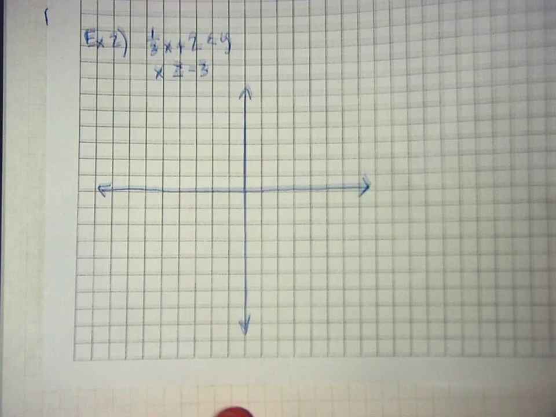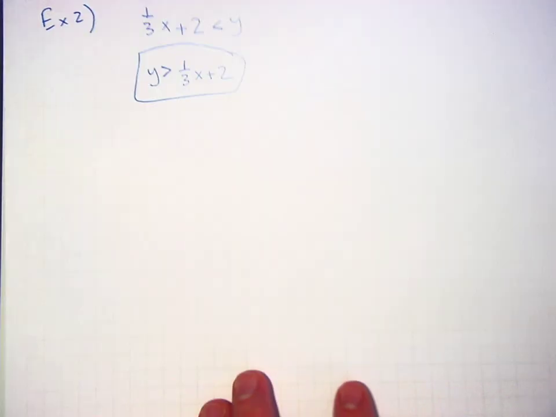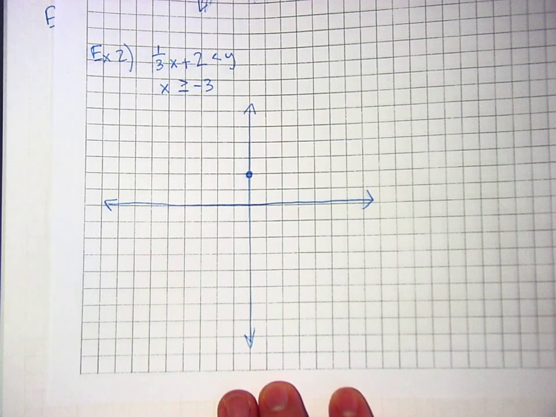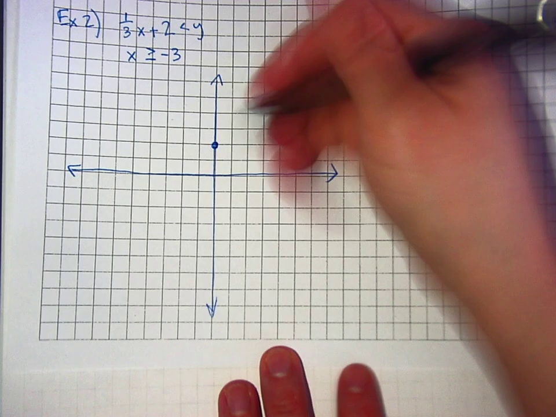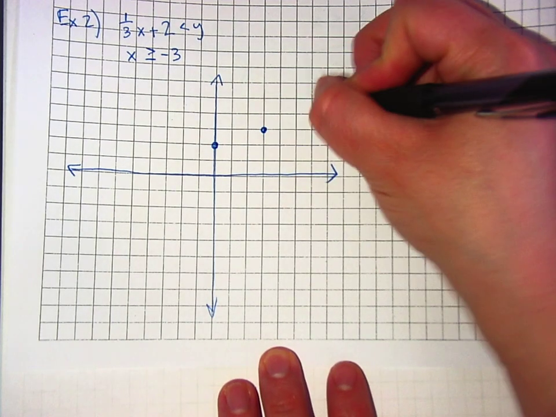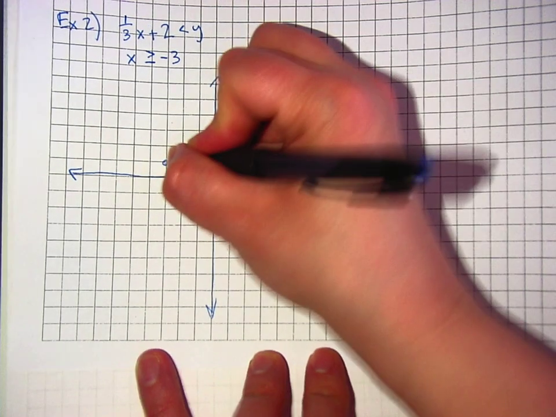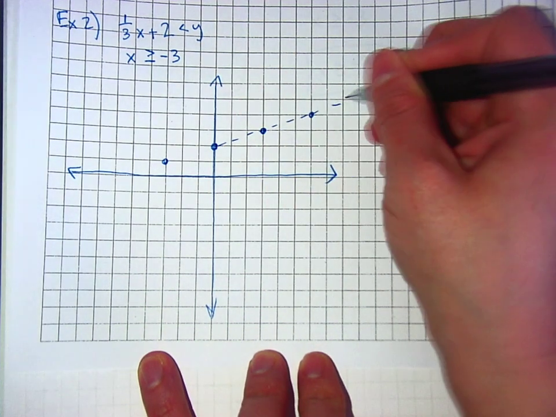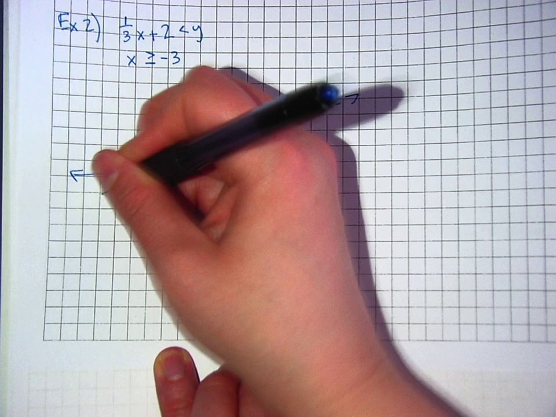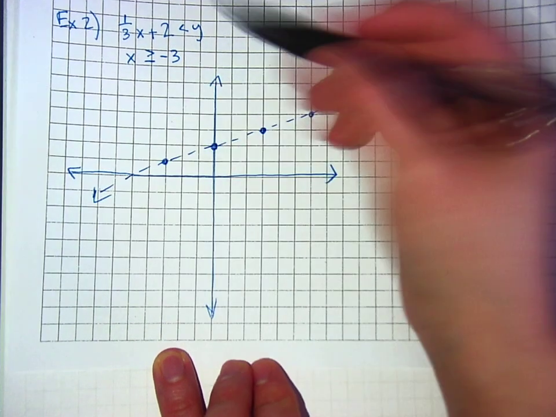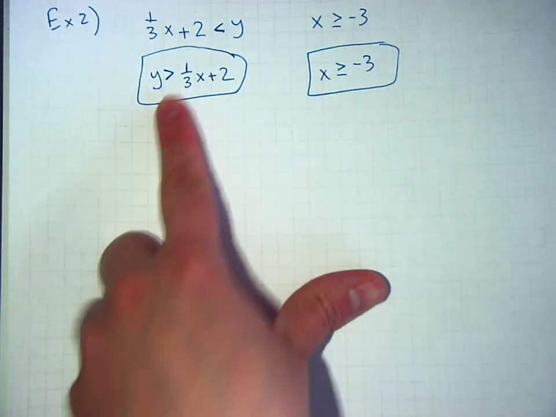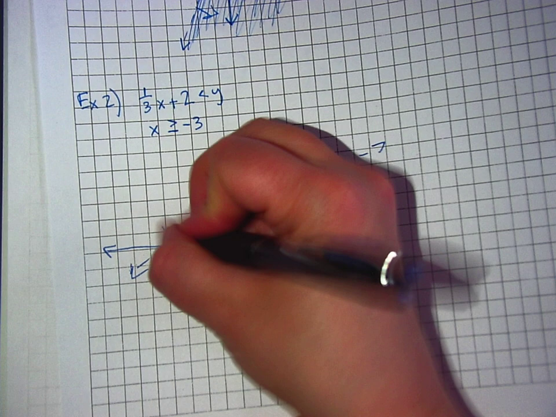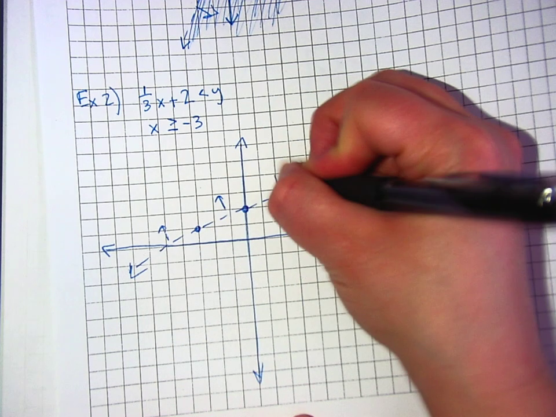All right, where should I start for that one? You go up to 2, and then the slope is 1/3, up 1 over 3. Is it a dotted or a solid line? And it looks like we need to shade where? Above that one. Do you see how it's greater than? So I'm going to draw arrows that show that we're going above it.